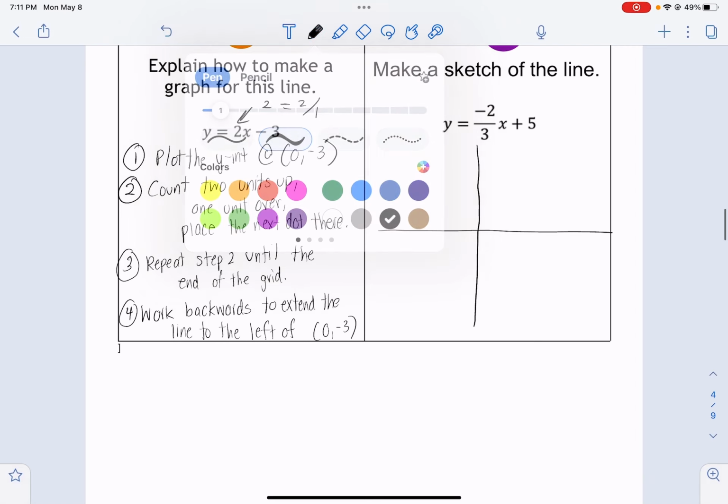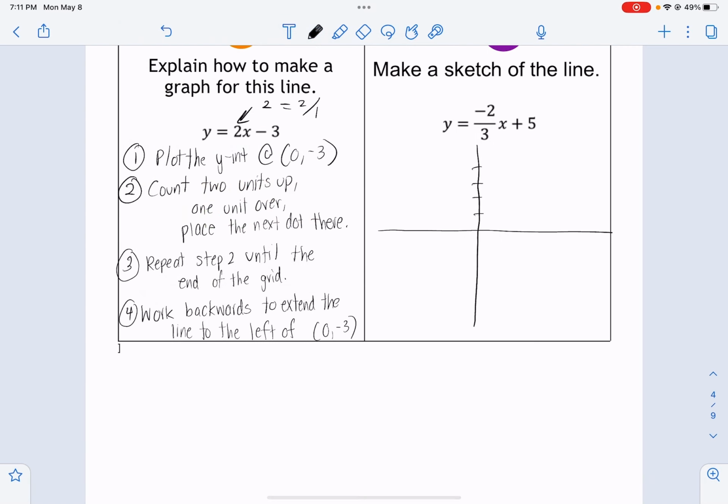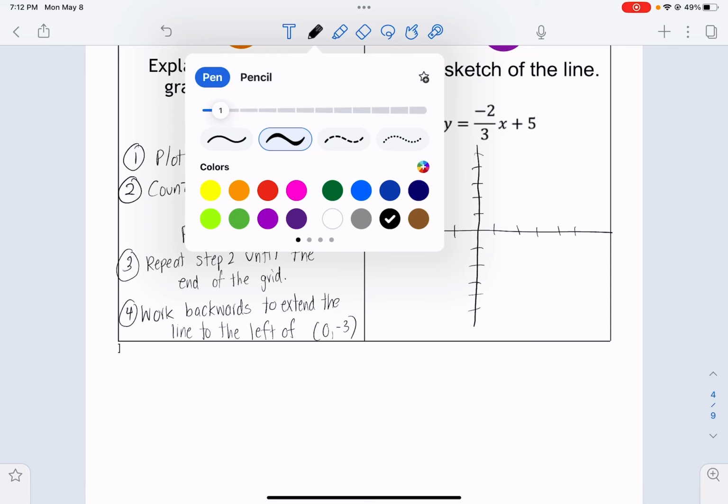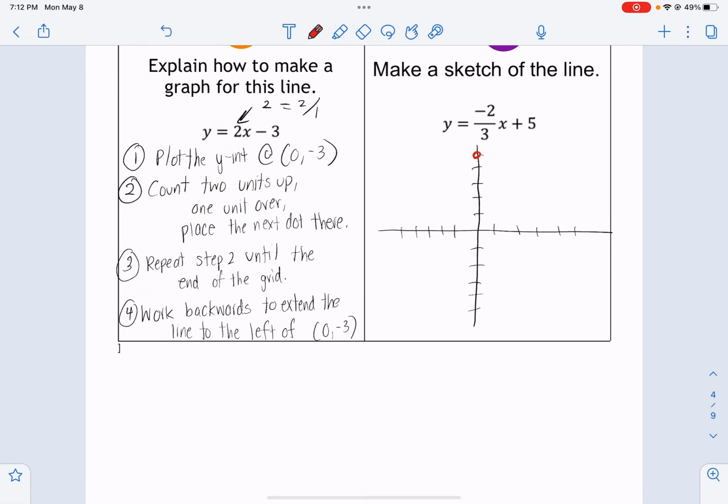Maybe we have to draw some ticks here. 1, 2, 3, 4, 5. Okay, there we go. So our first point is at 5. This is our y-intercept. This is where our graph more or less starts. It anchors our graph a little bit.